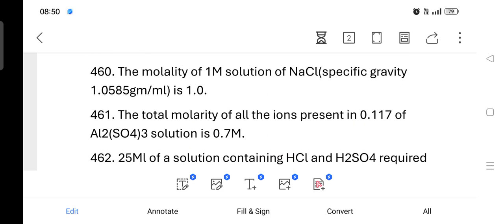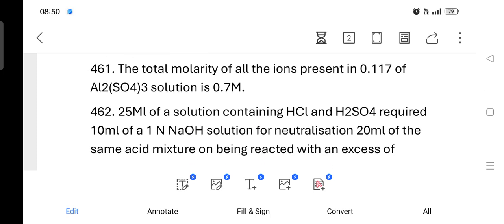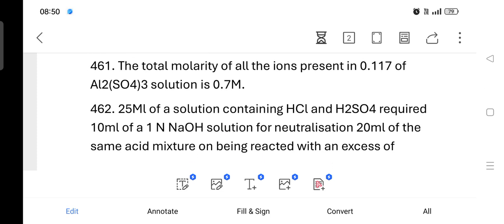The molality of a 1 M solution of NaCl, specific gravity 1.0585 grams per ml, is 1.0. The total molarity of all the ions present in 0.117 M Al2(SO4)3 solution is 0.7 M.